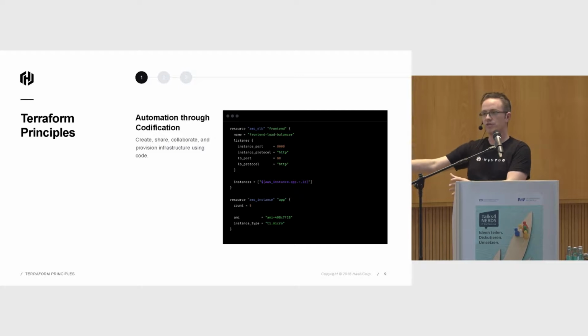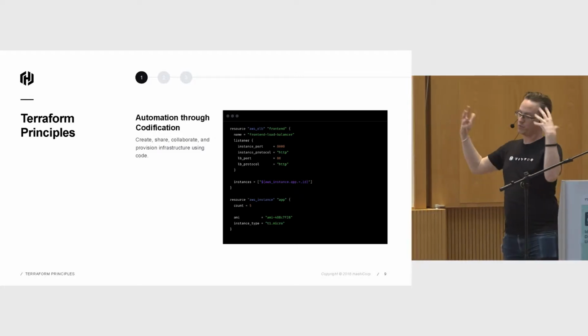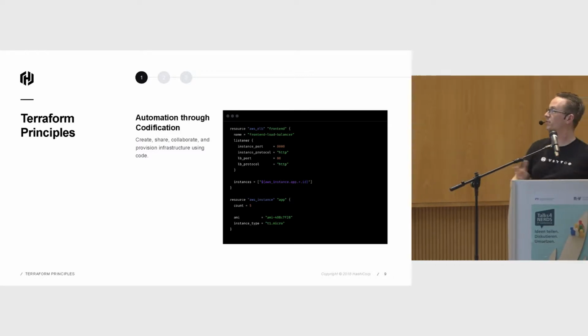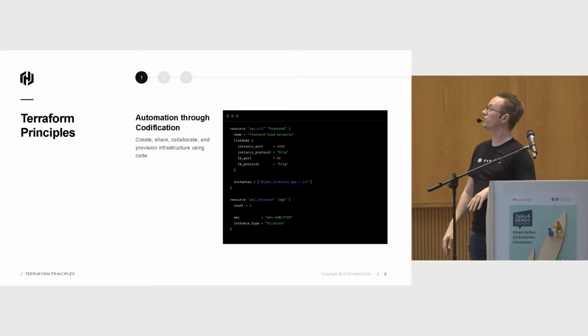We could put it through the same processes, through the same testing. We could put it into version control. We could do unit testing. We can do pull requests, peer reviews, and all the great things that we've been doing with applications. But now we can do it with our infrastructure as well.